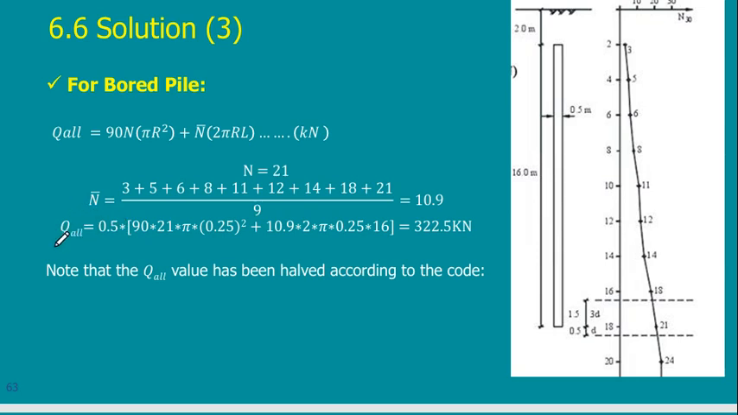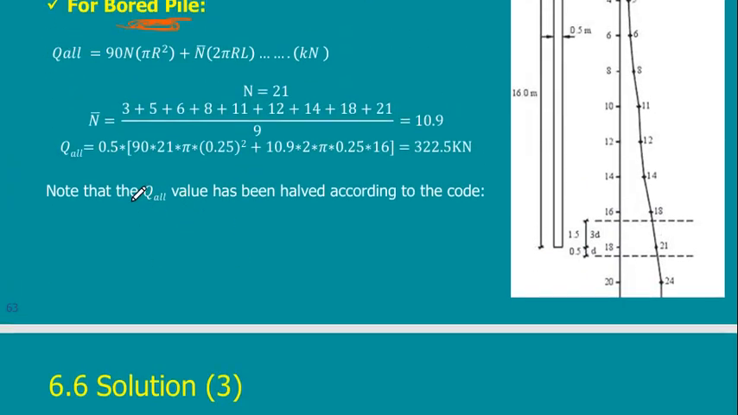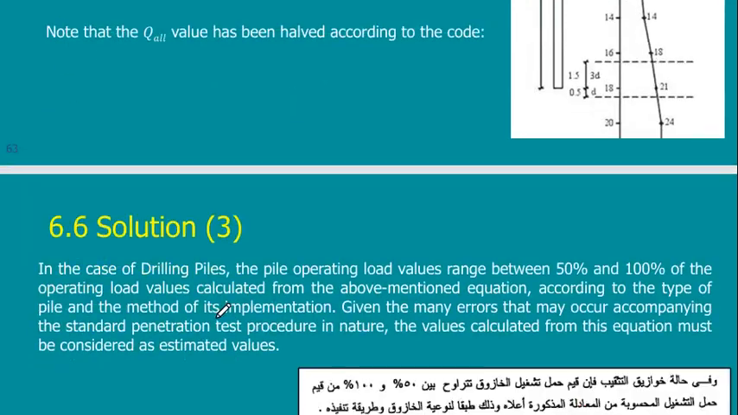I get the allowable. Why did I multiply here by half? I multiplied here by half because it is a bored pile. This example is a bored pile, and I said the equation is for driven piles. So if I want the value, I need some conservative value for the bored piles, then I only take half of this value. So this is the normal equation. I multiply it by half to get the allowable value for a bored pile.